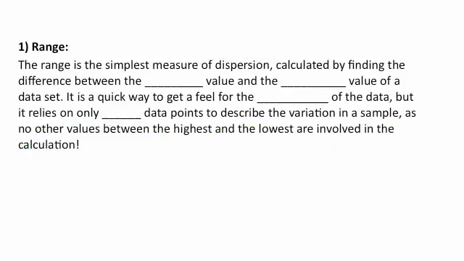So looking at range specifically, it's the simplest measure of dispersion. And it's calculated by finding the difference between the highest value and the lowest value of a data set. It's a very quick way to get a feel for the spread of the data, but it relies only on 2 data points to describe the variation. No other values between the highest and the lowest are involved in this calculation. So calculating the range on its own is very limited in what it can do for us.